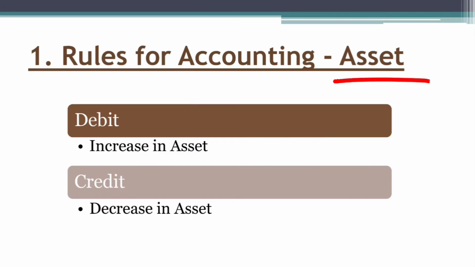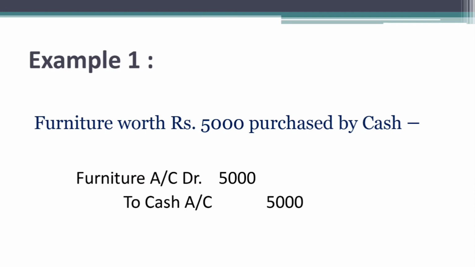First is the asset. The modern approach says debit an increase in asset and credit a decrease in asset. Let's understand this with the help of an example. Furniture worth Rs 5,000 purchased by cash. In this case, furniture denotes an increase in asset, so we debit the furniture account, and cash denotes a decrease in asset, so we credit the cash account with Rs 5,000.